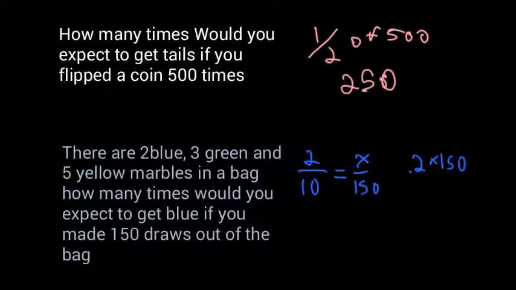So we can solve the proportion. 2 times 150 is 300, which equals 10x, divided by 10, x equals 30. If we did the decimal multiplication, 2 times 0 is 0, 2 times 5 is 10, 2 times 1 is 2, plus 1 is 3, one decimal digit in my problem, so one digit behind the decimal in my answer, so I get 30 either way. So I expect to get 30 blue marbles on 150 draws.